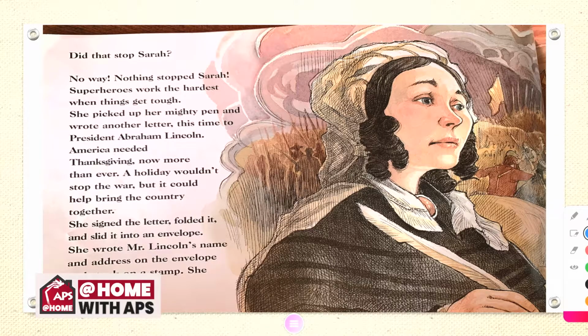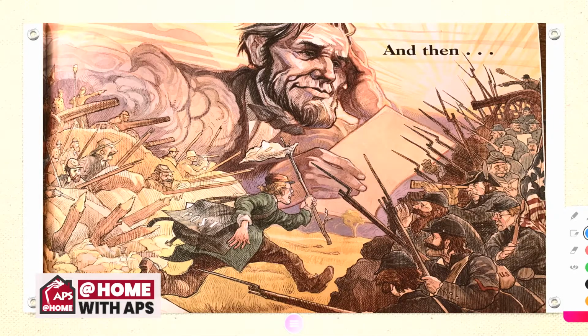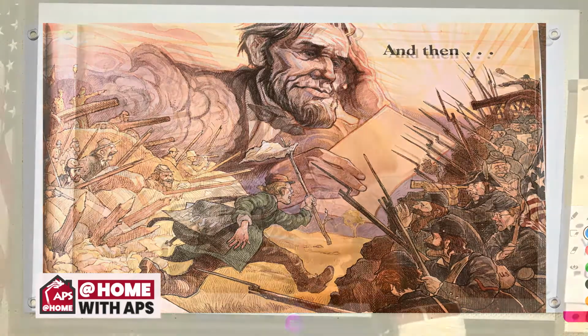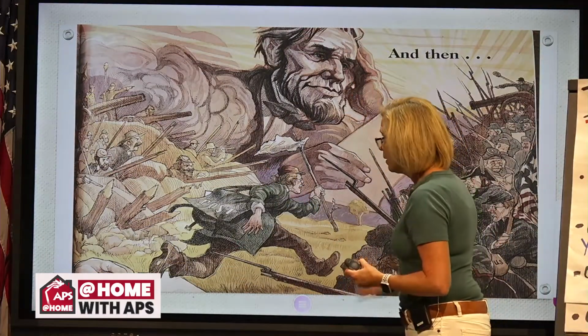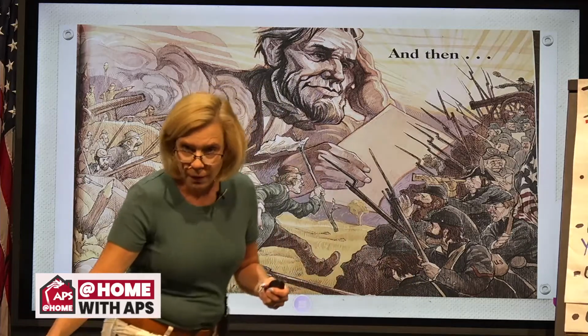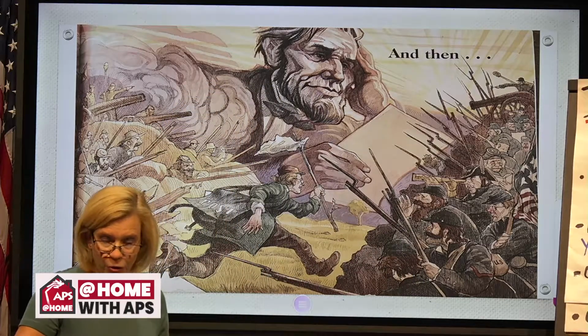She signed the letter, folded it, and put it in the envelope. She wrote Mr. Lincoln's name and address on the envelope and stuck on a stamp. She mailed the letter. She waited. And she waited. And then, do you recognize that president? Look at all that's going on in this picture. We have the post, the guy bringing the mail, running through. We have fighting on both sides, and we have Abraham Lincoln on the top. A lot going on there, and a lot about the history of our country.